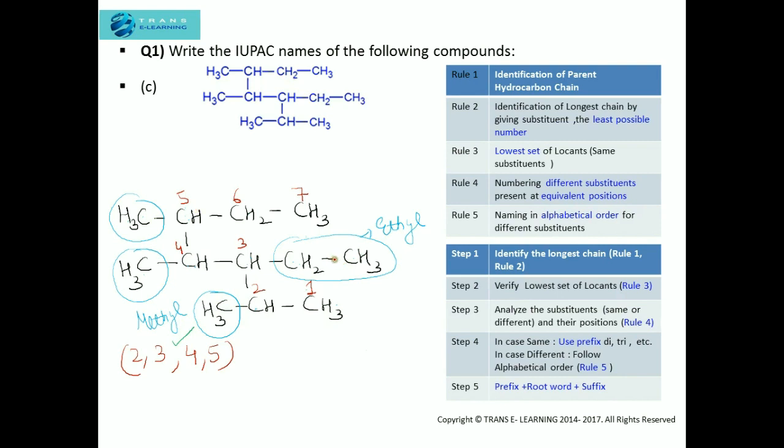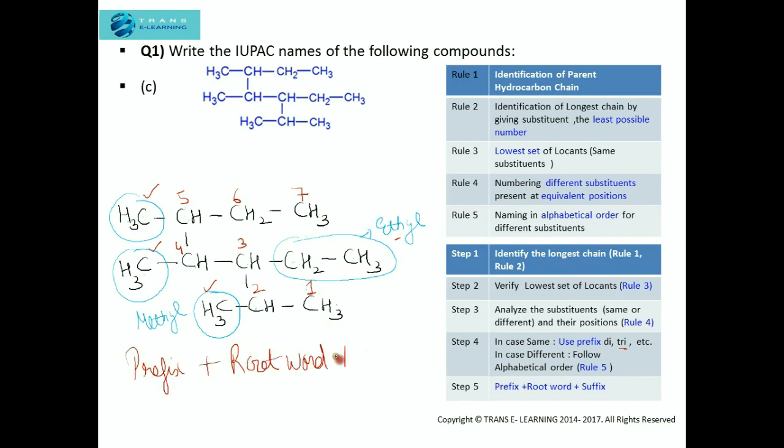So as per step 4, as we have the same type of alkyl groups, that is the methyl group, we will use the prefix tri, which stands for 3, because we have 3 methyl groups here, and we will use the alphabetical order also as per rule 5, because we have 1 ethyl group. So we have different substituents, that is 3 methyl groups and 1 ethyl group. So while naming in alphabetical order, I will write the name of the ethyl group first and then the methyl group.